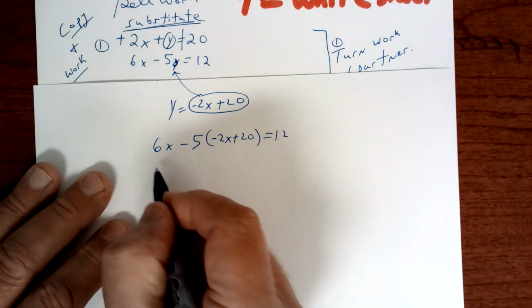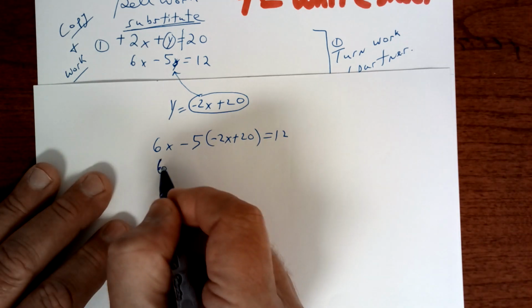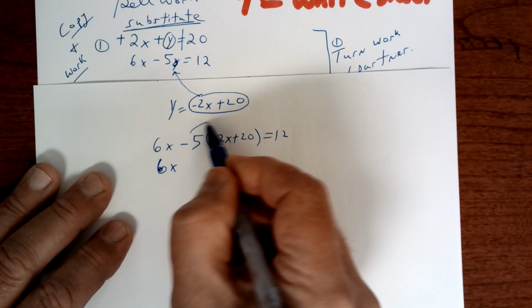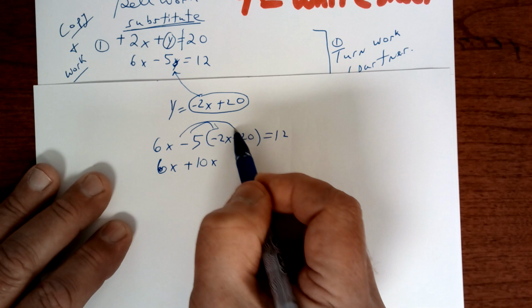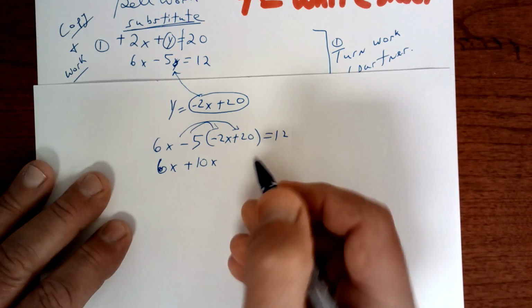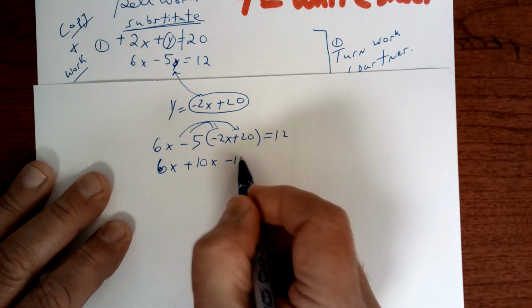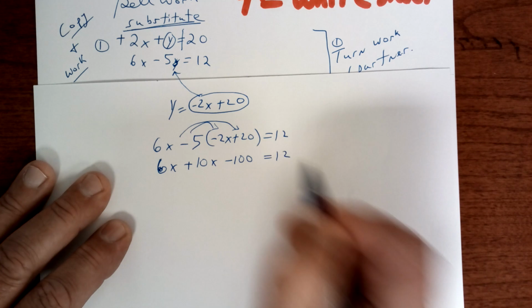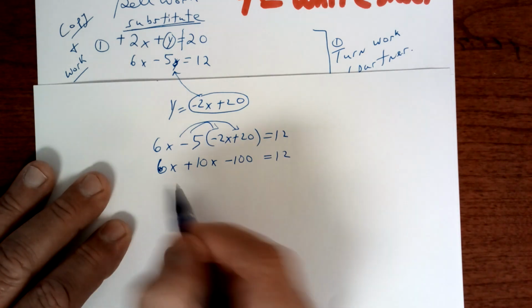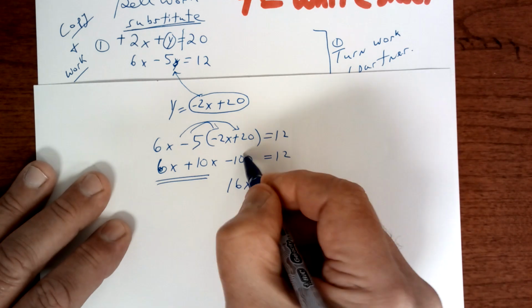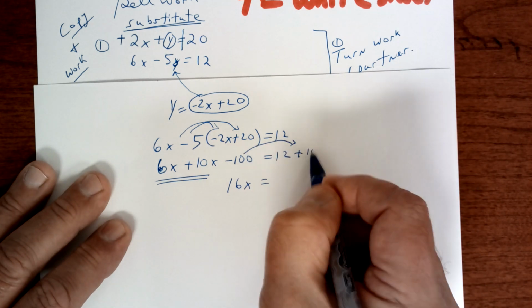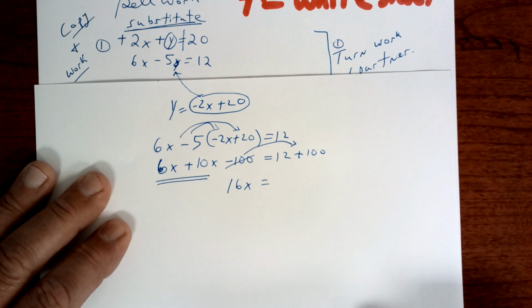So the 6x you're going to bring down, and then here a negative times a negative is going to give you a positive 10x. A negative times a positive is going to give you a negative, and I guess that's going to be a negative 100, like that. This gives you 16x. You're going to move the 100 to the other side. It's going to change to a plus 100. And that's going to give you 112.